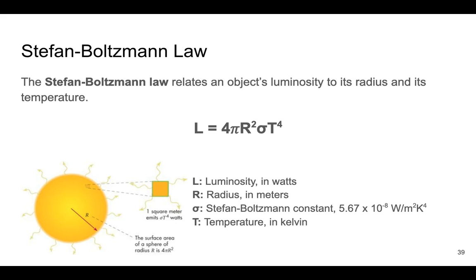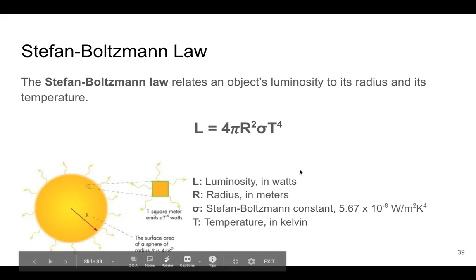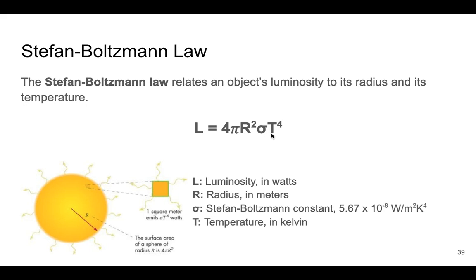So this new idea, the Stefan-Boltzmann law. This law relates an object's luminosity to its radius and its temperature. So L equals 4 pi r squared times this. This is the Stefan-Boltzmann constant. This is actually lowercase Greek letter sigma. Looks nothing like a capital sigma. Times temperature to the fourth power.